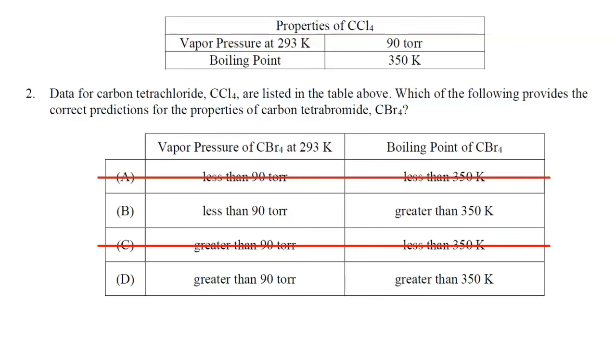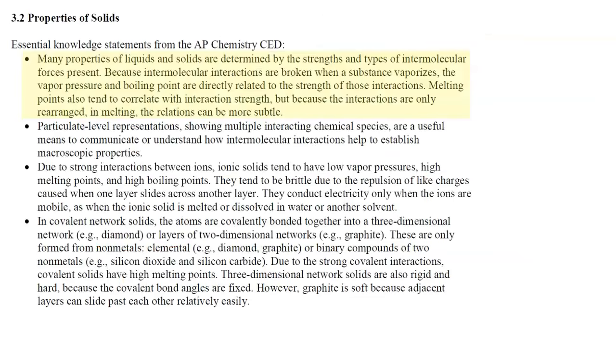But what about the vapor pressure? Vapor pressure is a topic that's mentioned in one of the essential knowledge statements for topic 3.2. It says many properties of liquids and solids are determined by the strengths and types of intermolecular forces present. Because intermolecular interactions are broken when a substance vaporizes, turning from a liquid to a gas, the vapor pressure and the boiling point are related to the strength of those interactions.